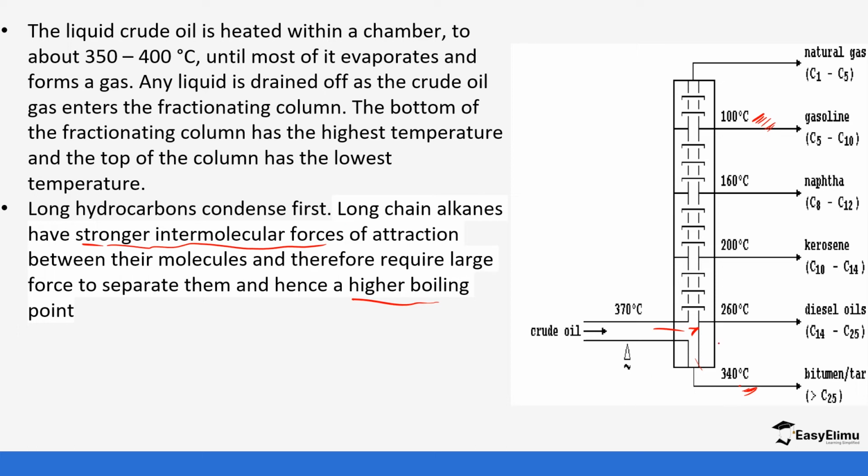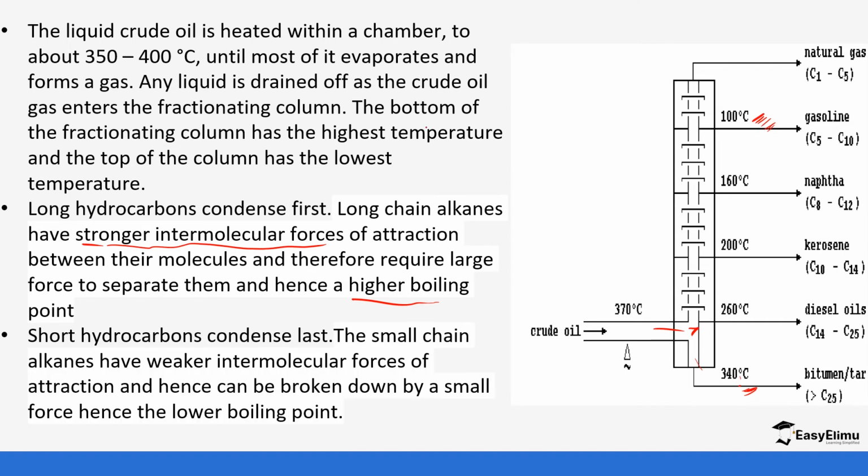So they usually turn into liquid very quickly because of that high boiling point. As you go up higher, they start condensing and they are collected. As you go to the shorter hydrocarbons, they usually condense last because they have weaker intermolecular forces. The weaker intermolecular forces cause them to have a lower boiling point because they do not require a lot of heat to be heated. So as you can see, on the lower part of the fractionating column there are the large molecules of hydrocarbons, and on the top of the fractionating column we have the ones of low molecular sizes.